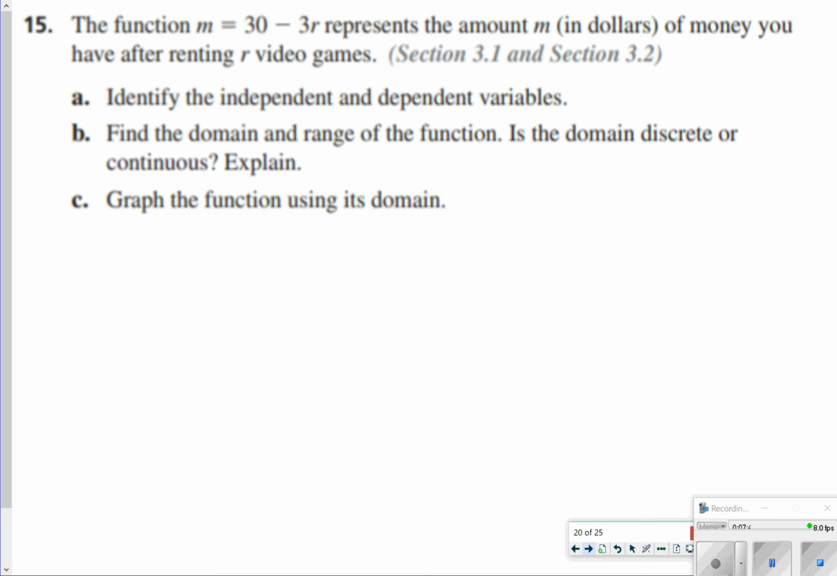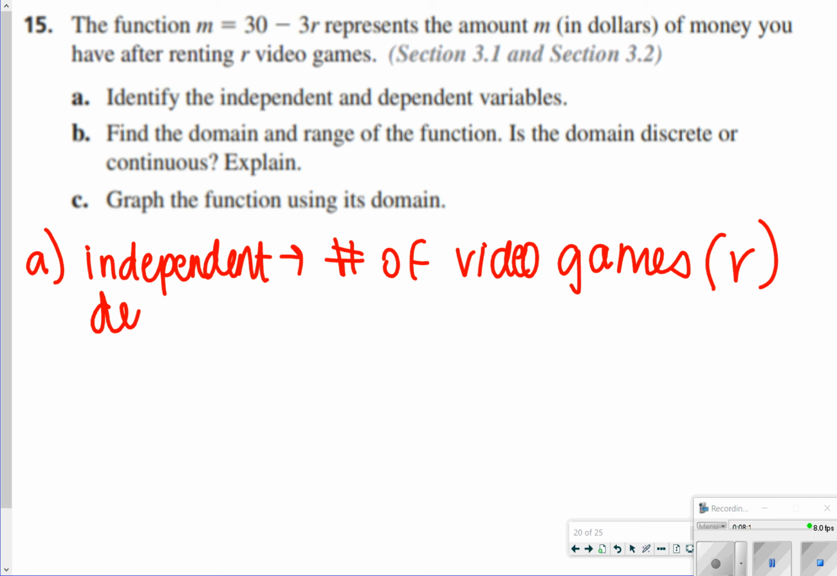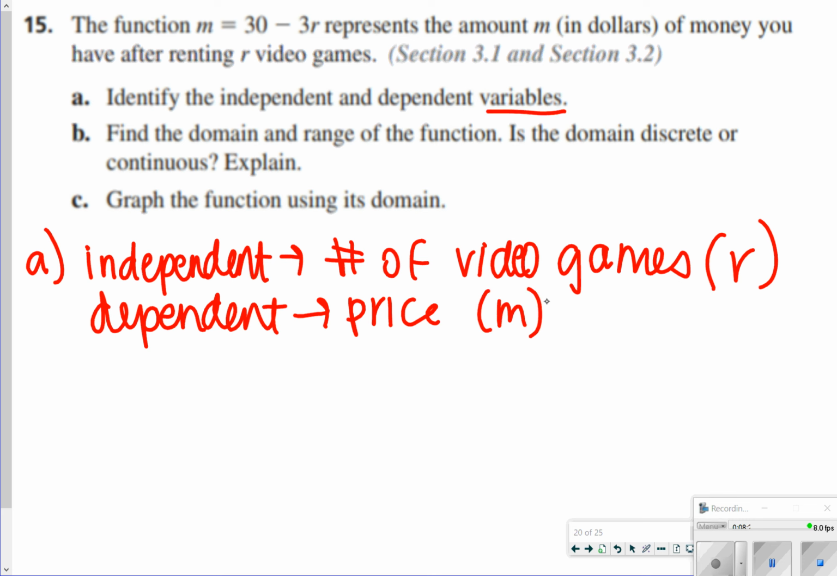For number 15, it talks about identifying the independent variable. So I'm going to write my answers down here. The independent variable is going to be the input, and the input would be the number of video games. Because that's the first thing that you decide, and that would be R. Where dependent would be the price, so that would represent M. Okay, so those are the variables M and R.